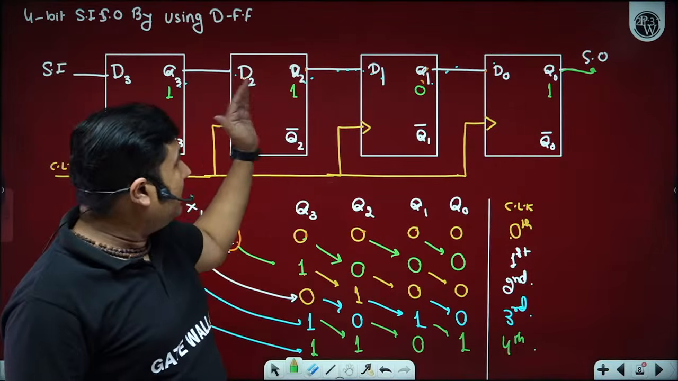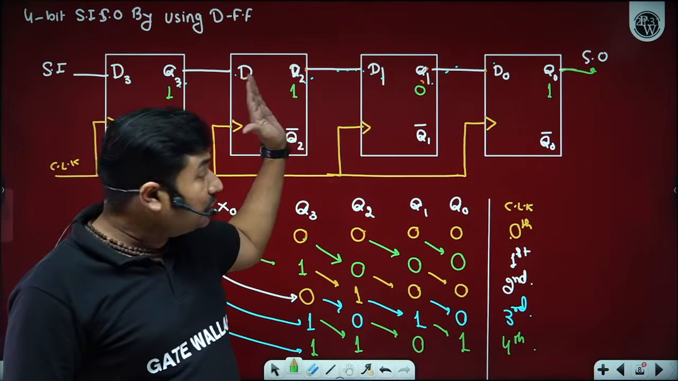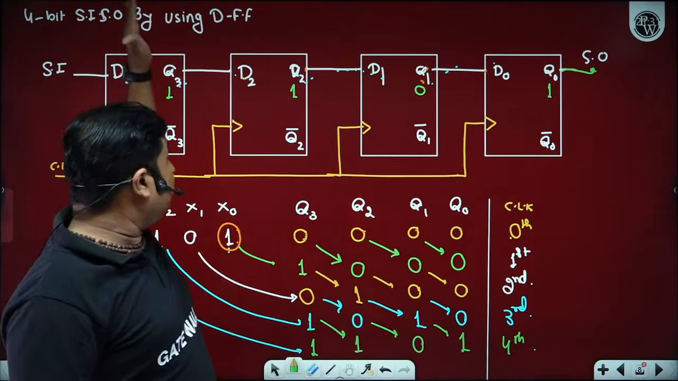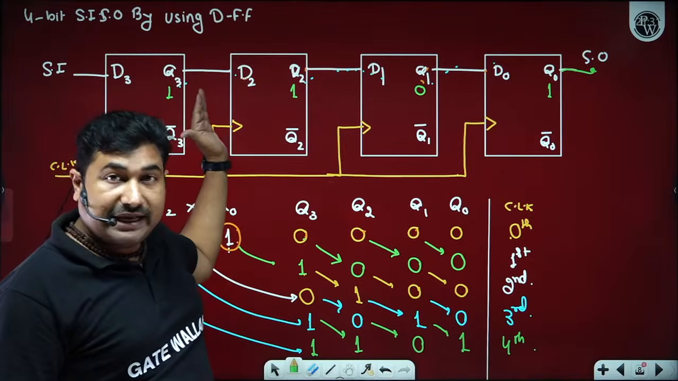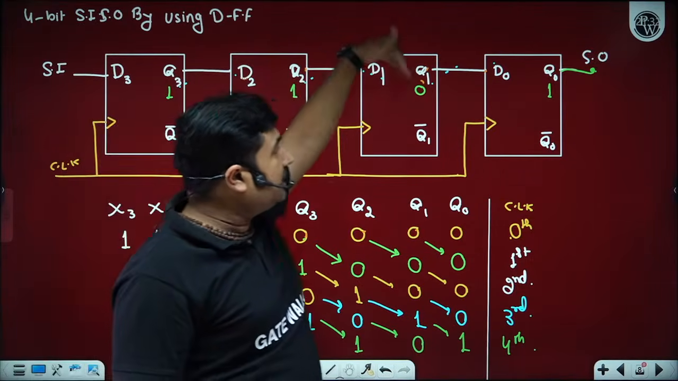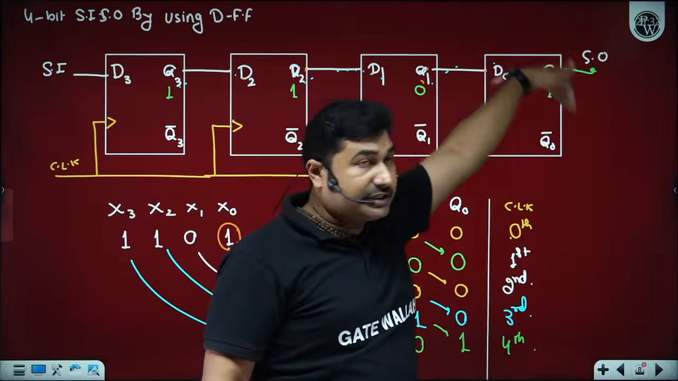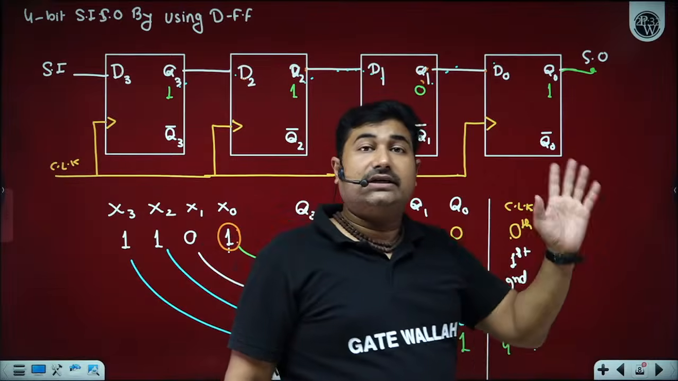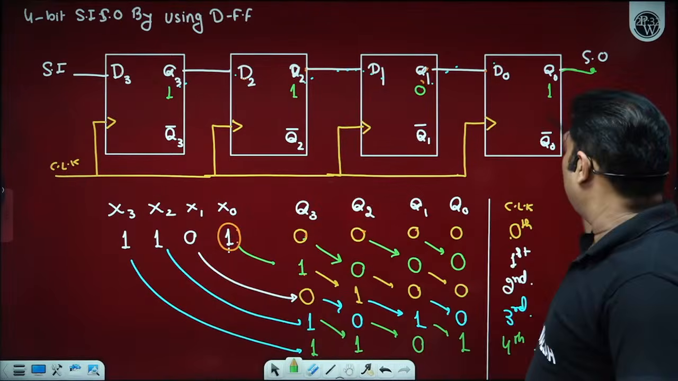In the same way, the data at Q2 needs to be shifted to Q0 to retrieve the data, and the data at Q3 needs to be retrieved. In one clock pulse it reaches Q2, in another clock pulse it reaches Q1, in another clock pulse it reaches Q0. So in 3 clock pulses you will get Q3 data onto the output port.